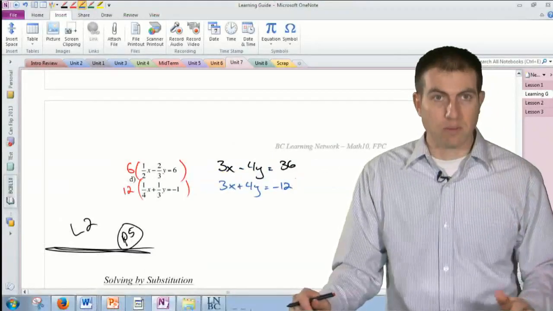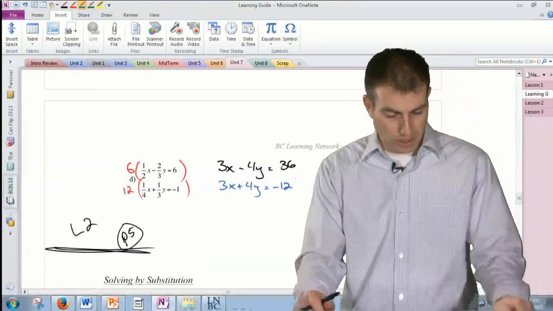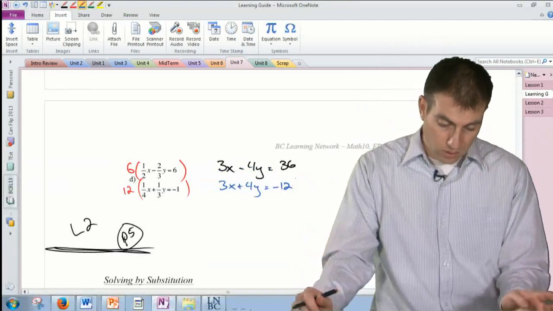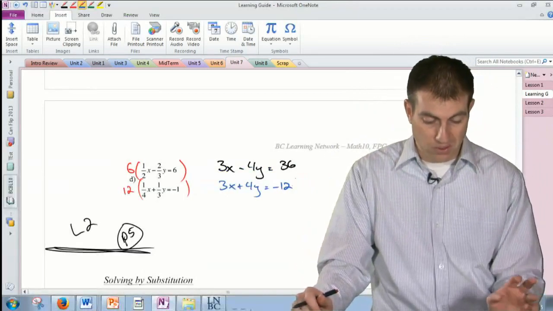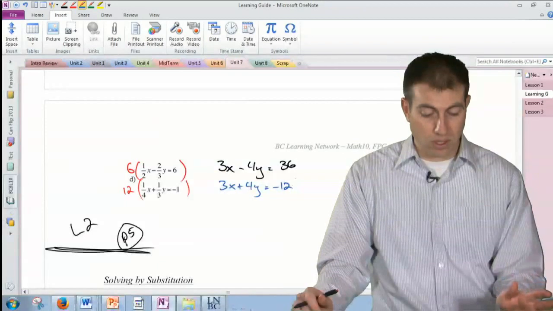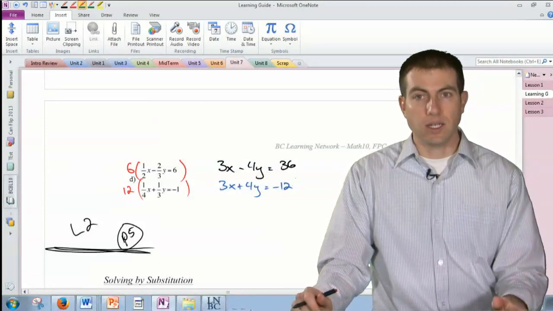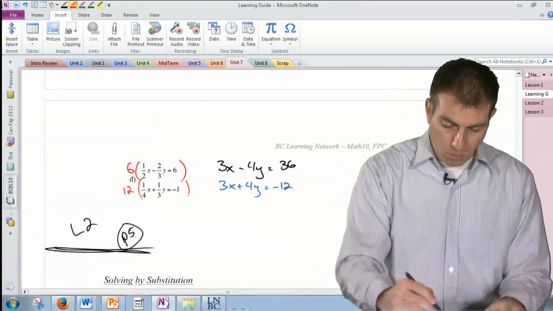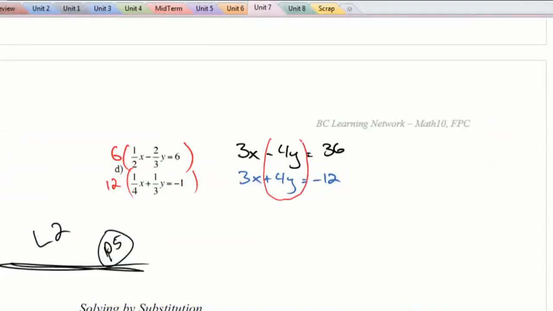Just trying to double check my math, since I did 2 steps at once. So 6 divided by 2 is 3. 6 times 2 is 12, divided by 3 is 4. That looks good. 12 divided by 4. So it works out that my y terms are the same and opposite.